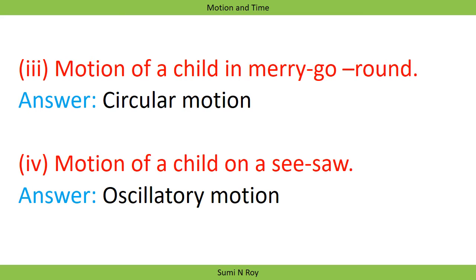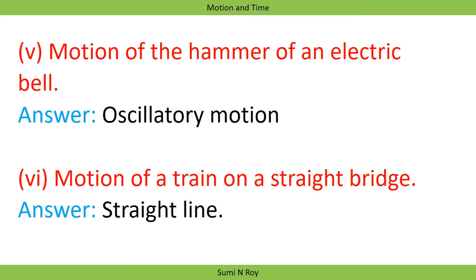Next question is motion of a child in a merry-go-round. It's a circular motion. Next, motion of a child on a seesaw. It's an oscillatory motion. Motion of the hammer of an electric bell is again an oscillatory motion, and motion of a train on a straight bridge is a straight line motion.